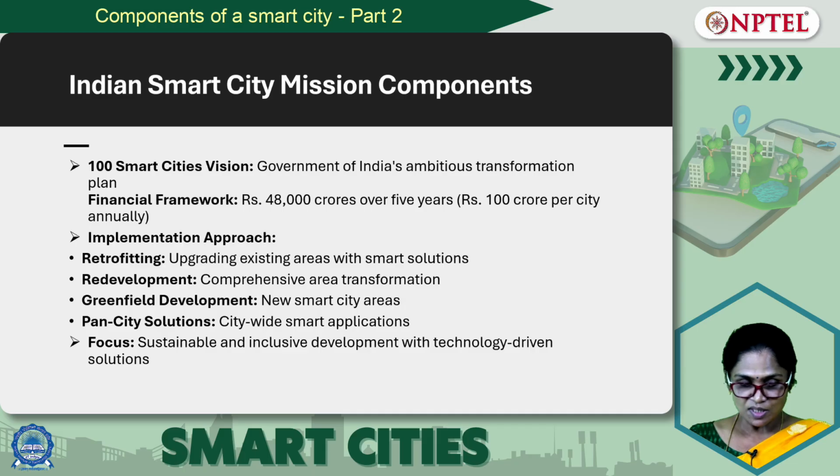And the financial framework allocates almost 48,000 crores in the last 5 years for this. 100 crore per city annually has been allotted, and a lot of work we can see here. I know some very good work happened in Indore and Ujjain smart cities also.